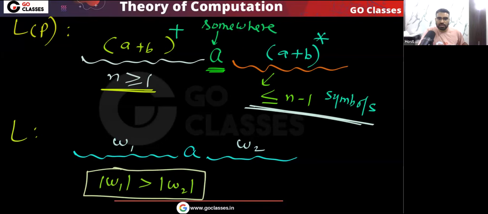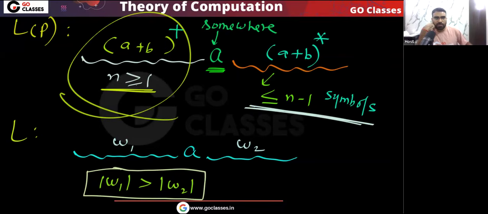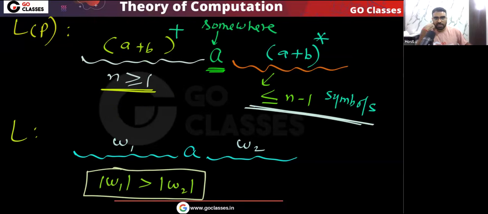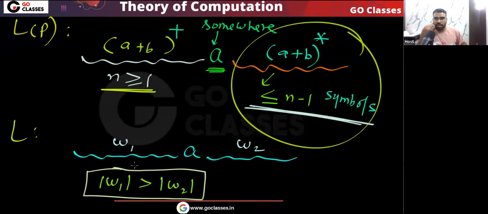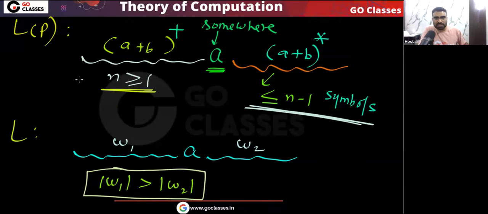Understood? You can see there is A somewhere. Before this you can put any string, and after this you can put any string. But remember that here you can put maximum n minus 1 symbols, and here you are putting n symbols which are greater than or equal to 1. So if I call it W2, then the W1 length is strictly greater than the W2 length.